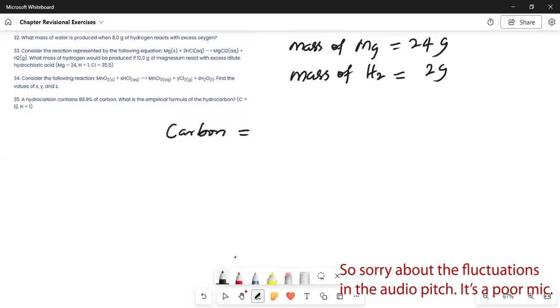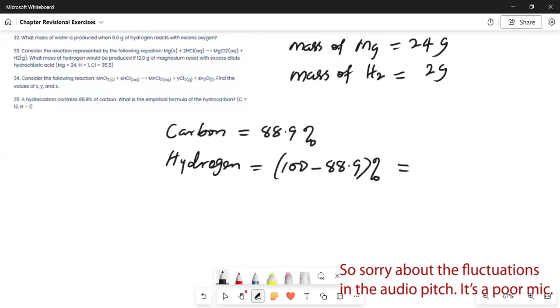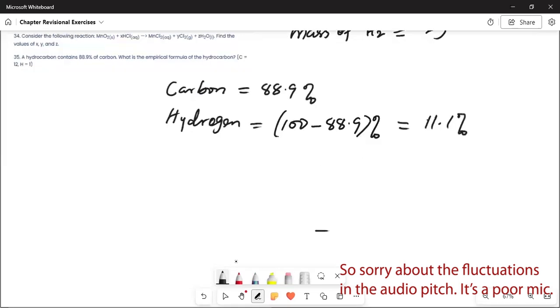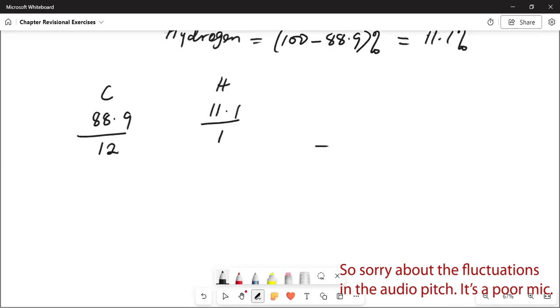So carbon is 88.9%. That means hydrogen is equal to 100 minus 88.9%, which is 11.1. Okay, so now let's write the percentage by mass of each element under it. Carbon is 88.9. Hydrogen is 11.1. To find the mole ratio, we divide by the relative atomic mass, and that of hydrogen is 1.